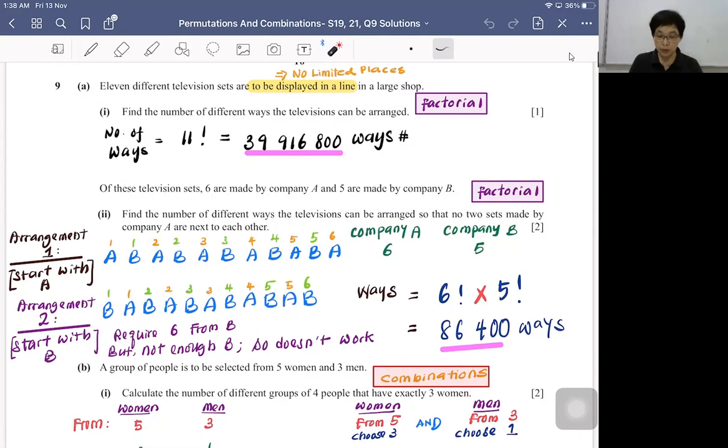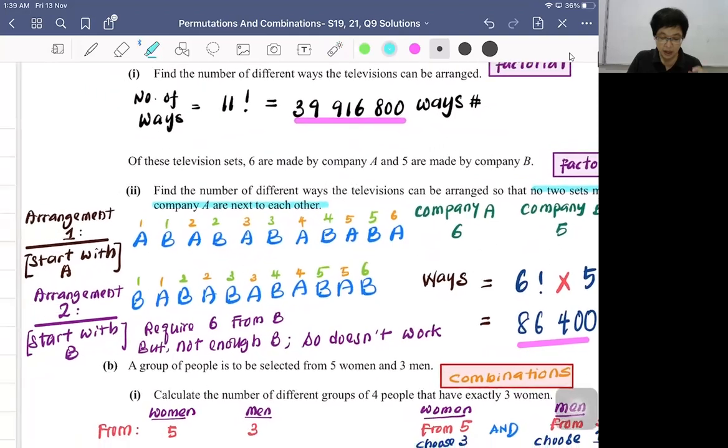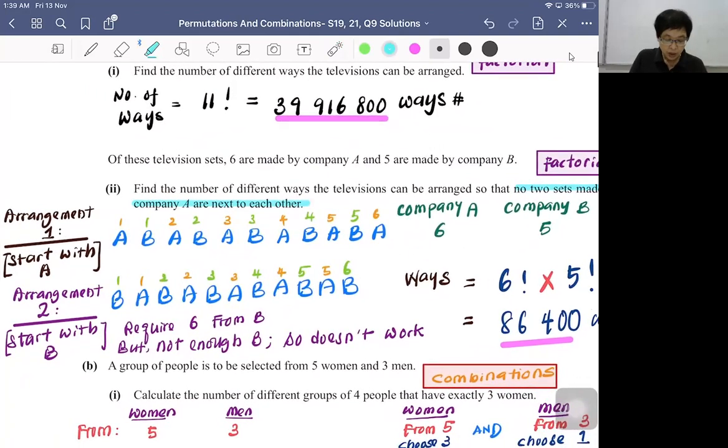They just simply tell you that when they say none of the 2 sets made by A are next to each other, they also mean that the television made by company A and the television of company B must be alternating each other. Okay, now we put in a little thinking. Let's list it down in this manner.